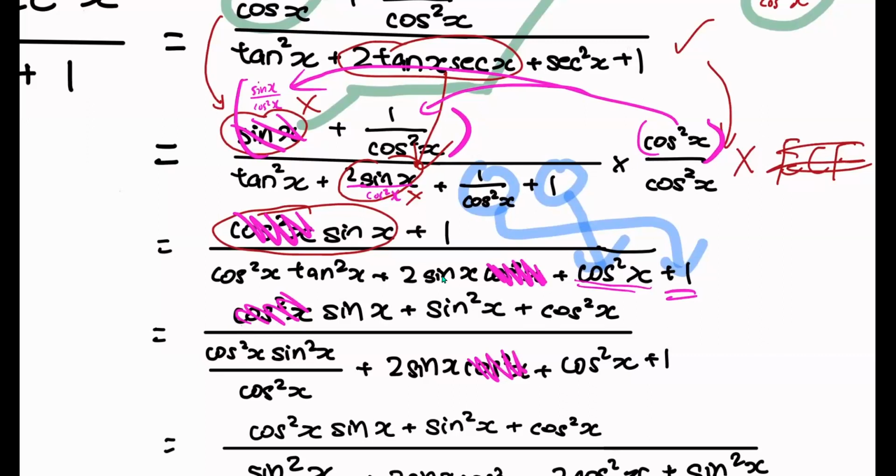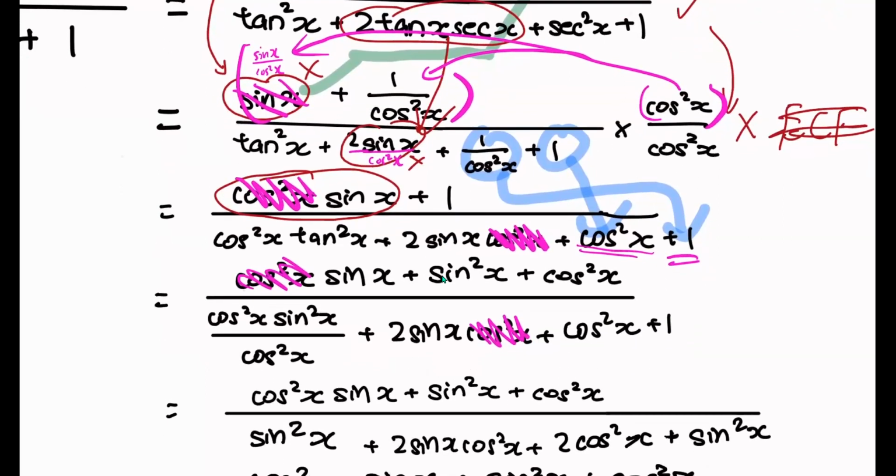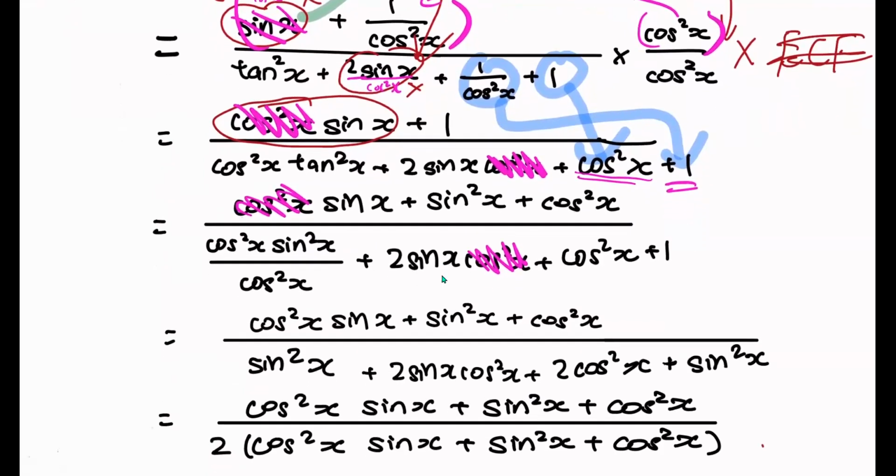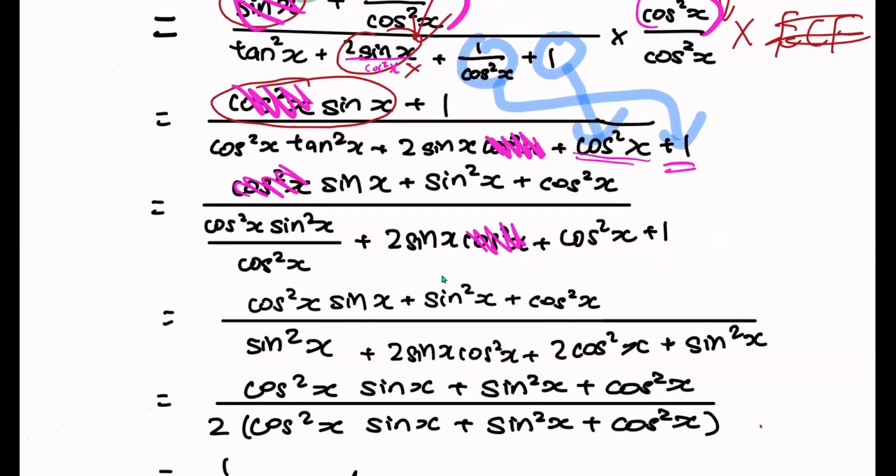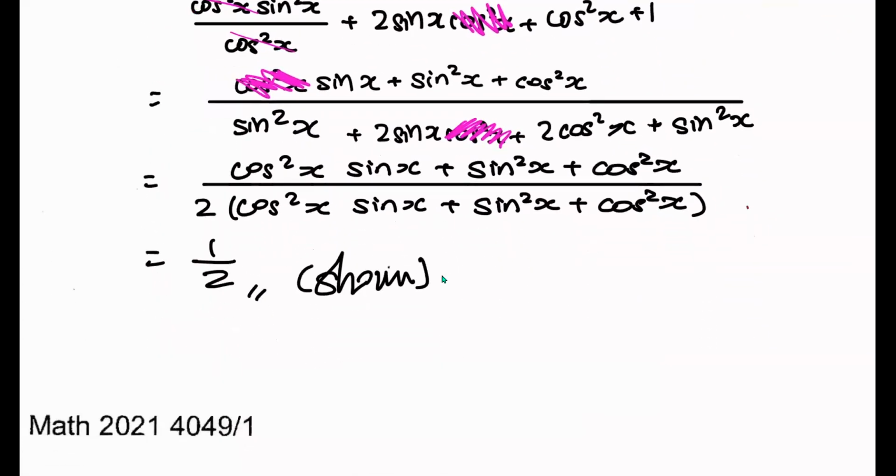Sine square over cos square is tangent square. Okay, and let me see. Cos square can cancel away. I'll have sine square plus 2 sine x, shouldn't have a cos square here. Plus, hey, how come got a 2 here? Oh, 1 replaced with sine square plus cos square. Right. Okay, then this part also shouldn't have cos square. Then sine x plus sine square x plus cos square. Yeah, right. Can still bring out.